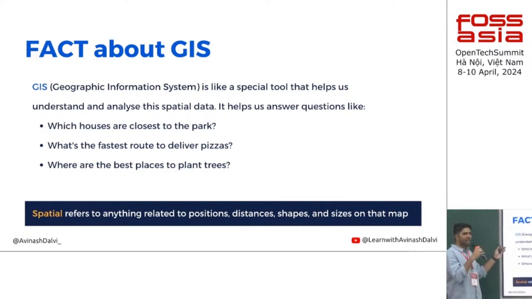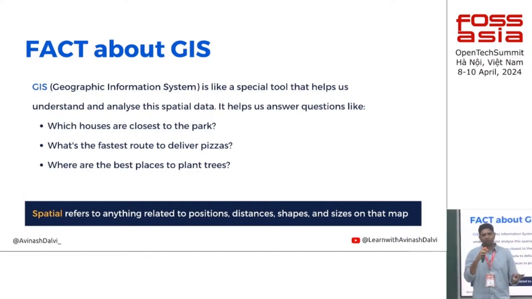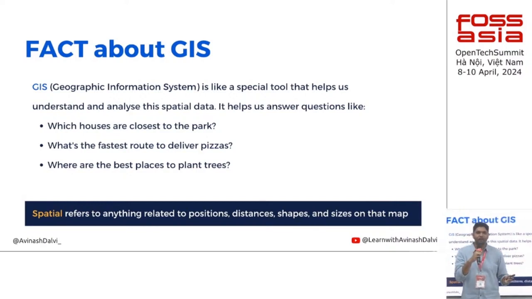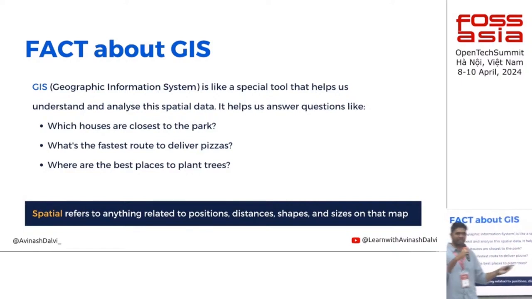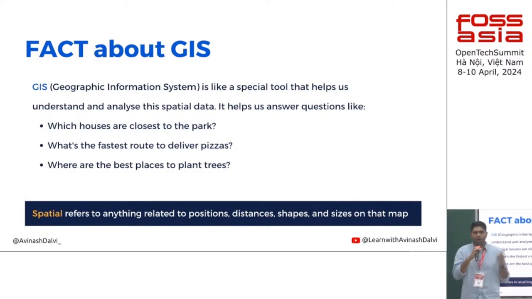To give a generalized statement very close to real life: which houses are closest to the park, what is the fastest route to deliver pizza, and what is the best place to plant a tree. I think in every one of our daily routines we are already using GIS. We cannot live without our pizza delivery. We cannot live without Grab here in Vietnam, or Uber in India. Everyone is using GIS, and we are living with Google Maps also. That's exactly how it works. So this is the fact and reality about GIS. It's nothing complex or a new topic that has come into the industry. Nothing like that.